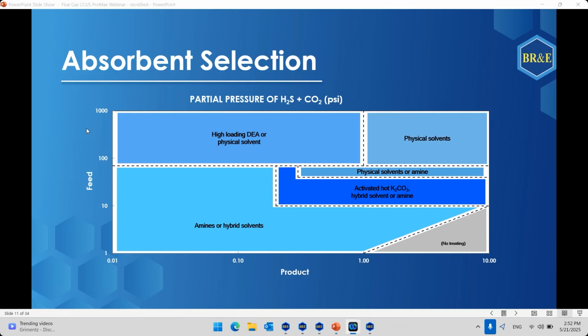And as I mentioned, the absorbent selection really comes down to the partial pressure of the acids. So this table shows you that if we had high partial pressures, we could afford to use things like physical solvents. We could afford to use high loading DEA. We could afford to use, at a mid-range, hot potassium carbonate or hybrids. Now, at the very low partial pressures, most of the time what you will end up using is amines or some hybrid solvents.